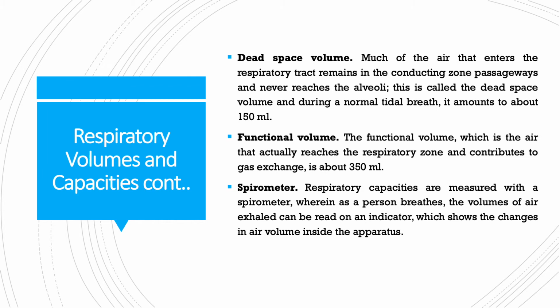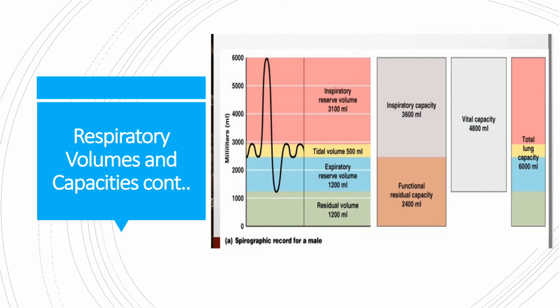Respiratory capacity is measured with a spirometer, wherein as a person breathes, the volume of air exhaled can be read on an indicator which shows the change in air volume inside the apparatus. You can see the details of the spirometer and its scale in this picture.